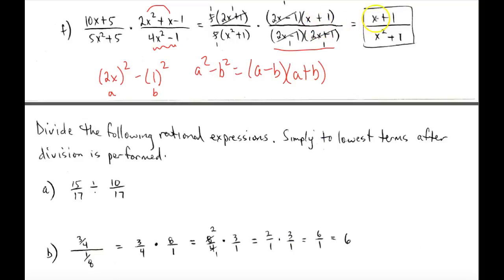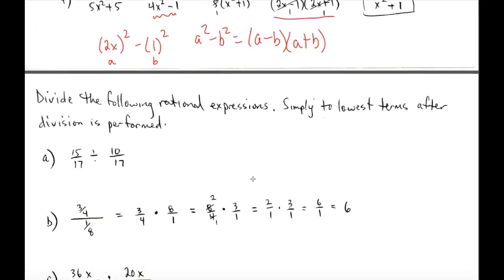And so then from there, we just write what's left, and that's what we get. Okay, so from this point, we've reduced some basic rational expressions. We've been multiplying some. Now we're going to go into dividing some rational expressions.